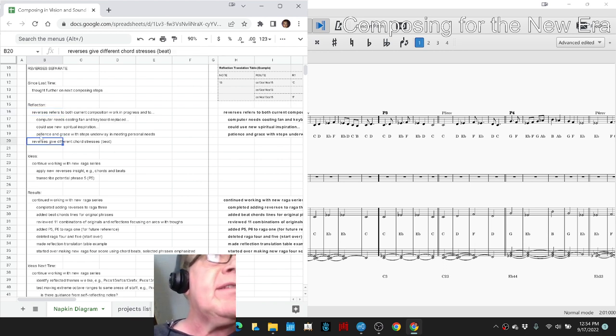Patience and grace with steps underway. Yes, yes, yes. And then we also realized that when you reverse the direction, it gives you a completely different chord beat, like we just demonstrated.